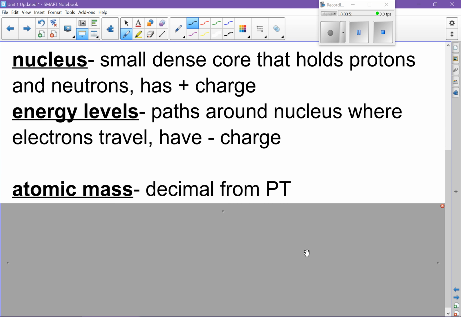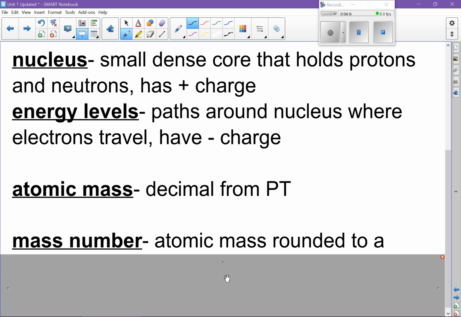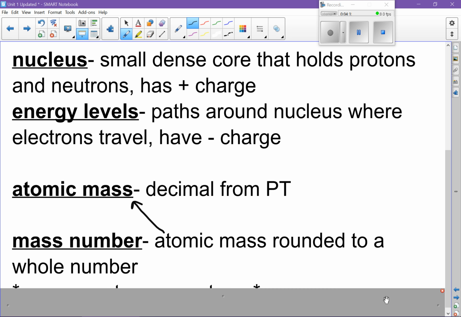Now, this part can be a little tricky. So we have something called atomic mass. If you look at the periodic table, there's going to be a number there, it's going to have a decimal in it, and that's the atomic mass. If I ask you for that, just copy the decimal number down from the periodic table. Now, if I ask you for the mass number though, I want you to take the atomic mass from up here, and I want you to round it to a whole number.